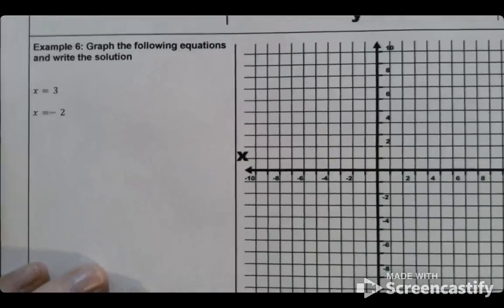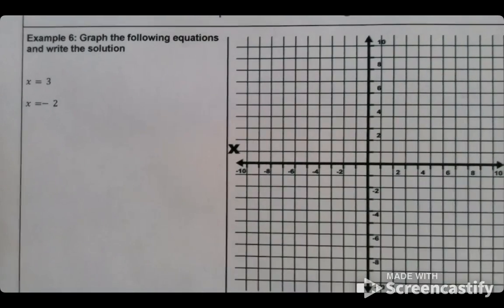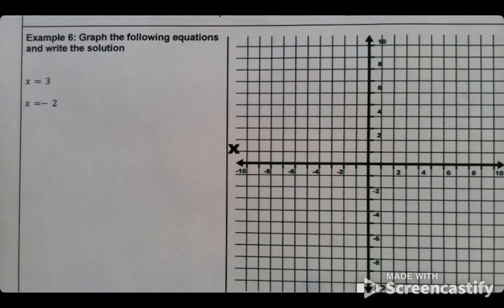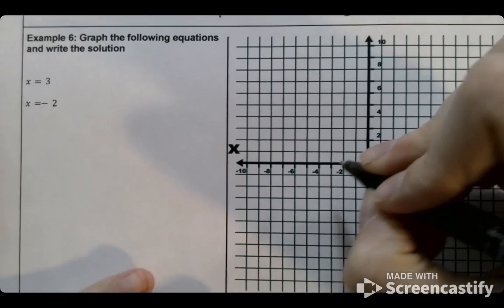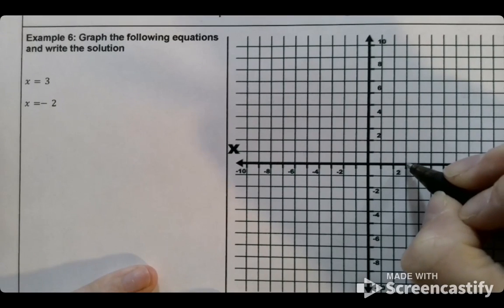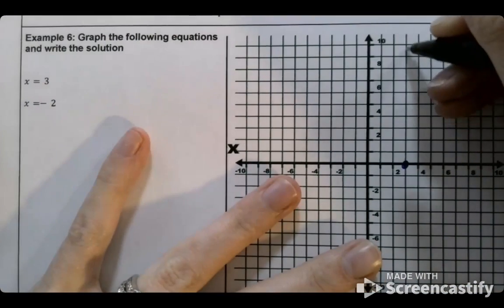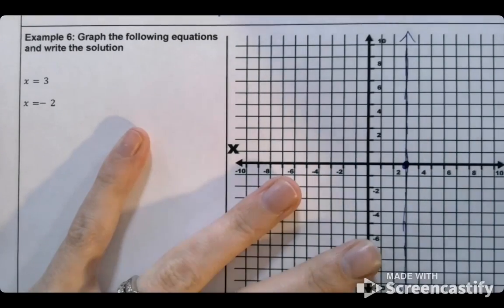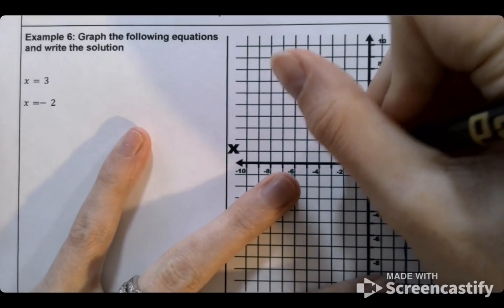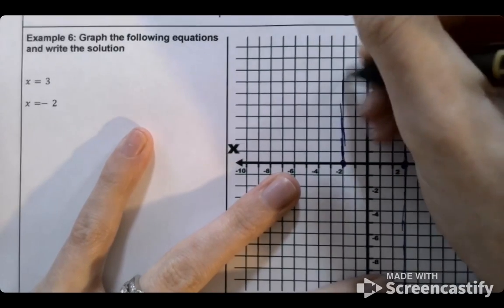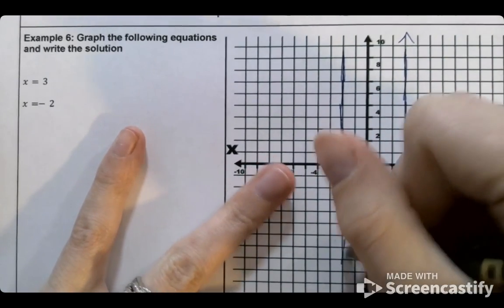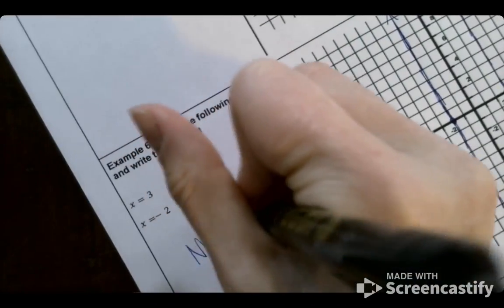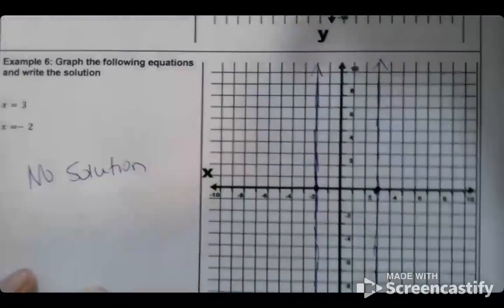Okay? Last one. This is an important one. If you have a line that is x equals, you find that number on the x-axis and you draw a line straight up and down. You draw a line on that point on the x-axis straight up and down. So this is going to be no solution. Great job, y'all.